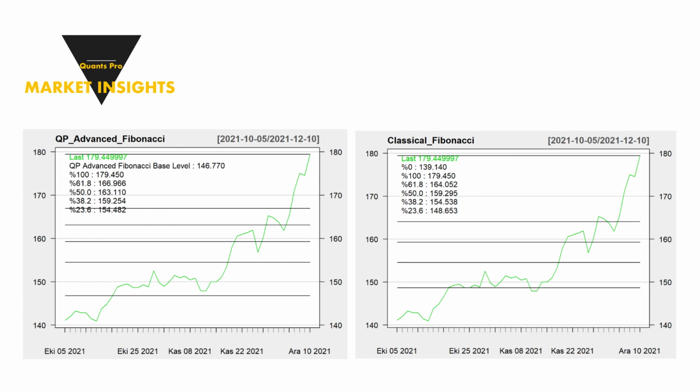Now let's examine the difference between the classic Fibonacci and Quantz Pro Advanced Fibonacci Analytics from the charts. It can be easily understood that the QP Advanced Fibonacci retracement can better detect significant price breaks.